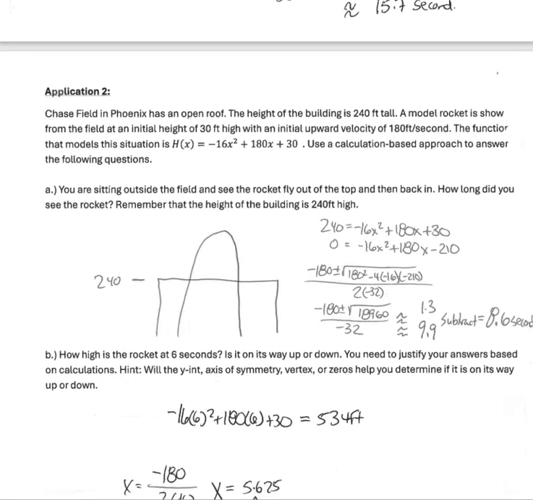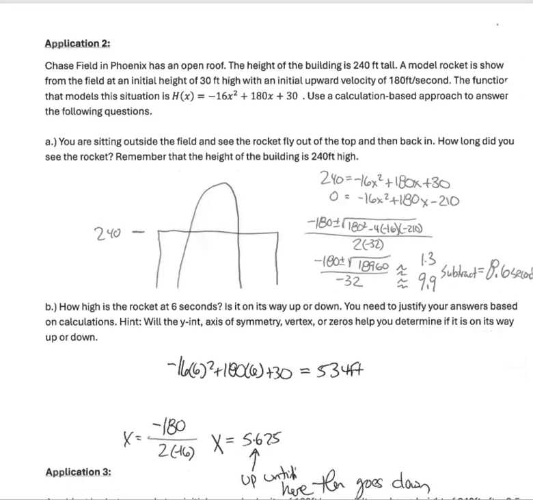Now here's another application. This says Chase Field in Phoenix has an open roof. They're able to open it or close it. The height of the building is 240 feet tall. I actually looked that up. A model rocket is shot from the field at an initial height of 30 feet high and an initial upward velocity of 180 feet per second. The function that models this is negative 16x squared plus 180x plus 30.